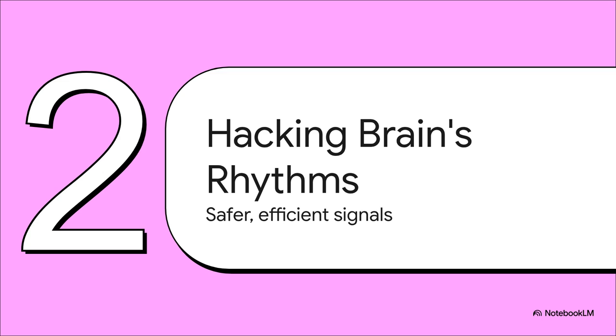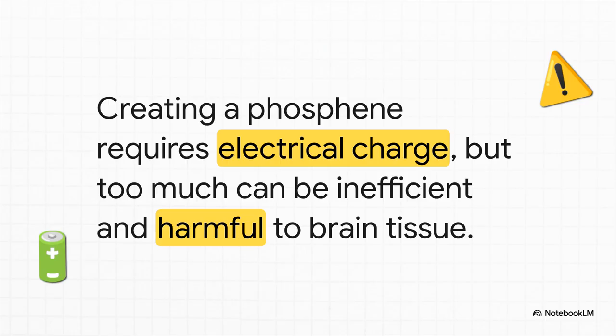All right, on to our second challenge, hacking the brain's rhythms. So we figured out a way to make more pixels, but now we have to make sure they light up efficiently and maybe most importantly, safely. So here's the tightrope you have to walk. To create a nice, bright, clear phosphene, you need to deliver a certain amount of electricity. But the brain is incredibly delicate tissue. Using too much juice is not only inefficient, you're just wasting battery power, but it could actually be harmful. So we desperately need a way to get more bang for our electrical buck.